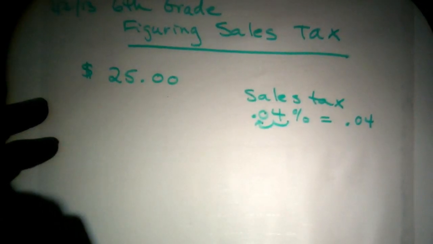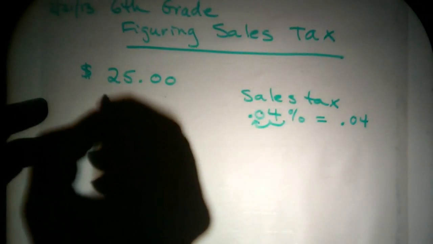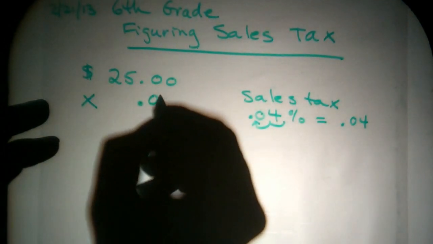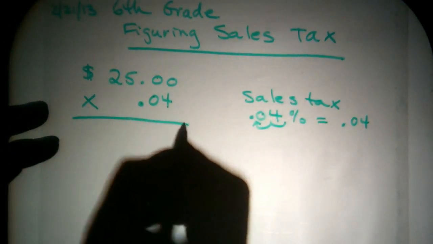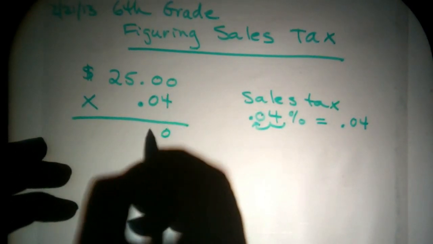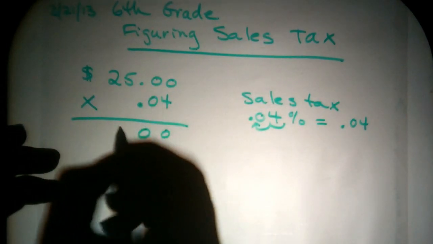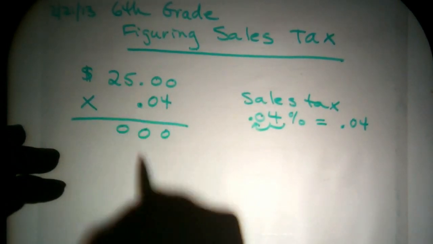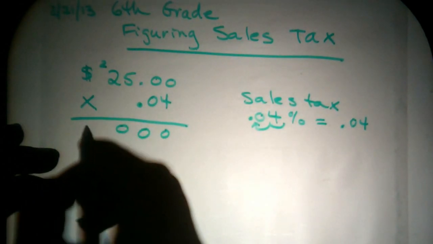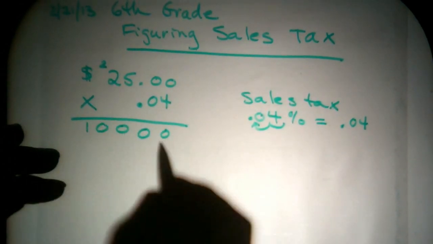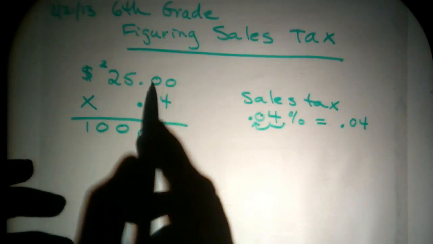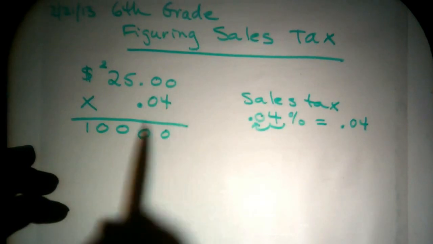So anytime I'm trying to get a percent of something, I'm going to multiply. So I'm multiplying 0.04 times 25. So here I go, 0 times 4, 0 times 4 is 0, 4 times 5 is 20, carry the 2, 4 times 2 is 8 plus 2 is 10. Alright. Now I know these are all zeros here, so I'm not going to bother doing this one.